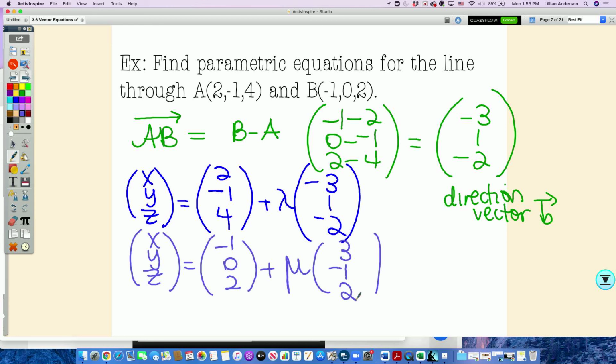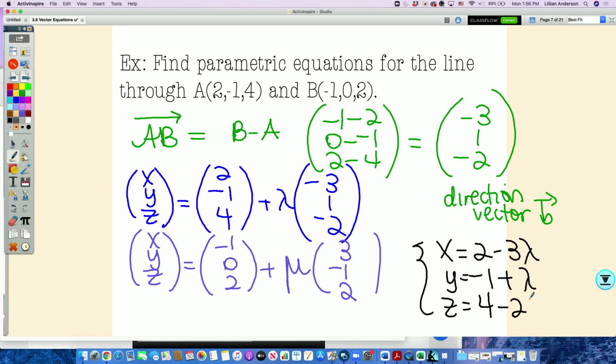All right, so now let's write it as a parametric equation, which is essentially just equating each one of these pieces. So my final answer is what? The parametric equation: X equals 2 minus 3 lambda. Y equals -1 plus lambda. Z equals 4 minus 2 lambda. There we go. And if I used B instead, the lighter blue color, it would essentially be the same thing. I'll just have mu's, and then it'll be -1 plus 3 mu, negative mu, and then 2 plus 2 mu.